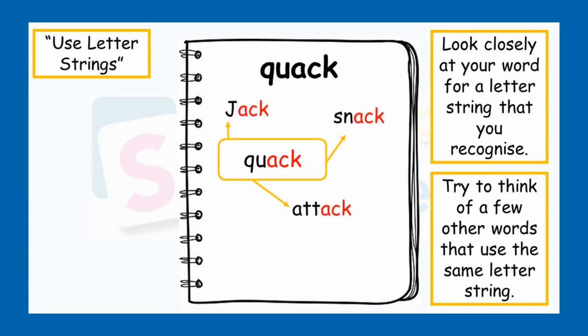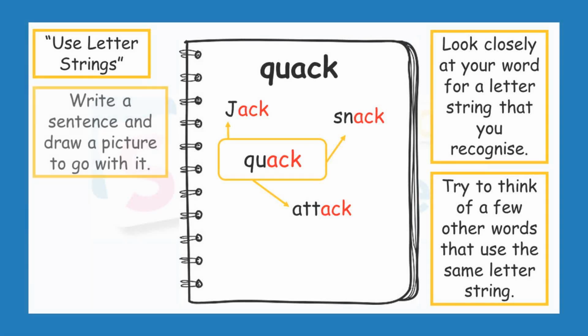So here's what I went for. Jack, snack, and attack. All of those words have the letter string A-C-K in them. The final step is to write a sentence using some of these words and our spelling word. Oh, and of course, to draw a picture to go with it. Pause the video, write your sentence, and draw a picture to go with it.